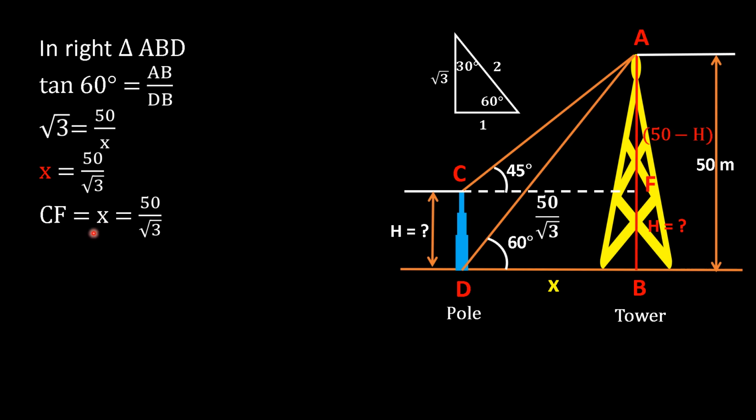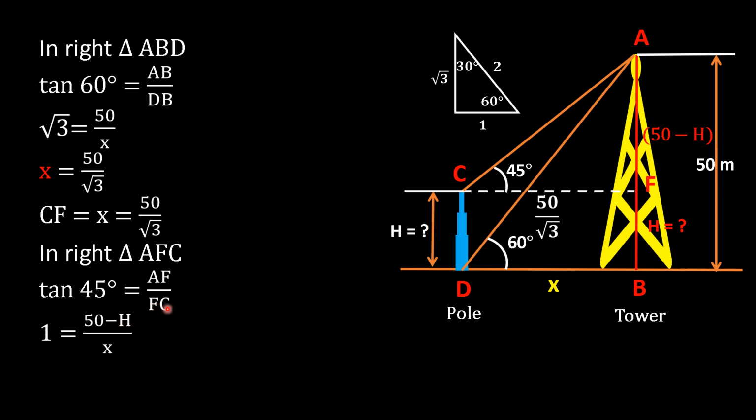So CF becomes X, which is 50 divided by root 3. In right triangle AFC, tan 45 is AF divided by FC. AF is 50 minus H. FC is X. And tan 45 is 1. It gives us X equals 50 minus H.